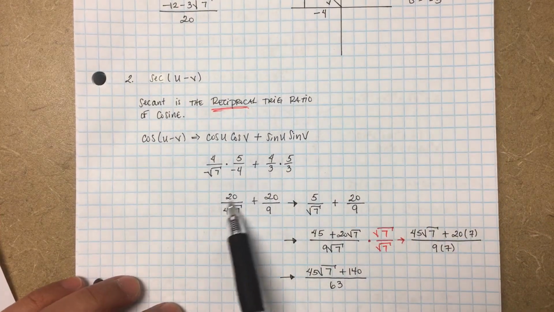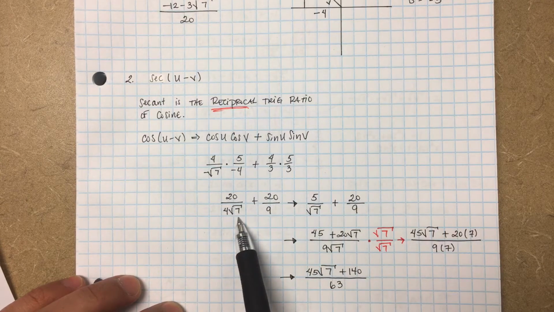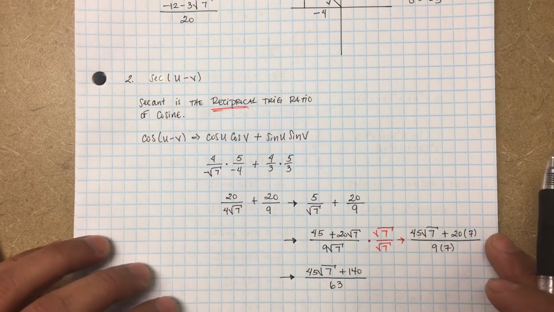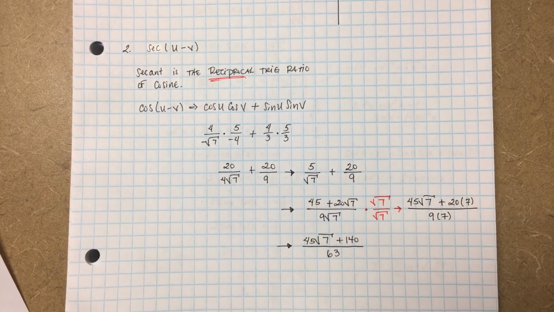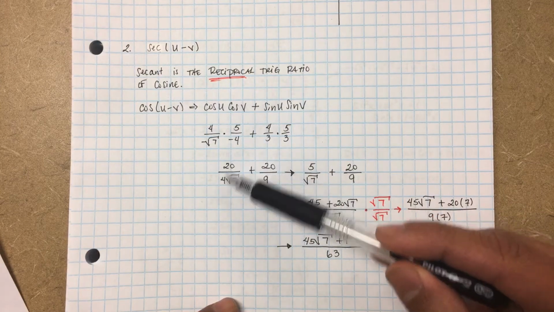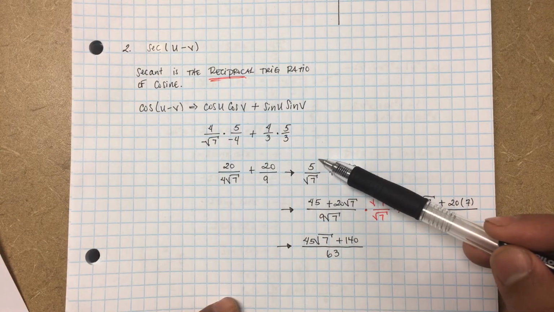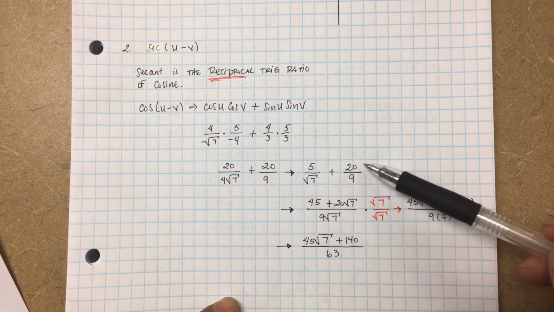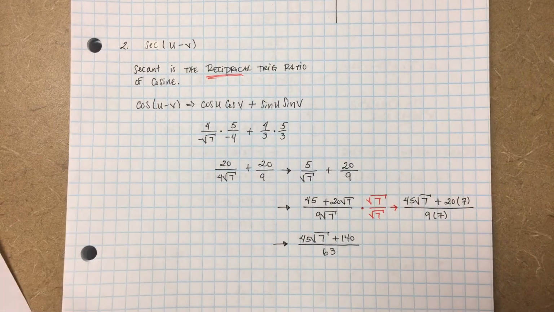4 times 5 is 20 over 4 radical 7 plus 20 over radical 9. Now, I wanted to keep doing this one just because I want you guys to continue to practice your algebra skills. If you notice here, 20 divided by 4, that becomes 5. 5's on the top, the radical on the denominator. Your professor might allow you to leave it like this, but we're going to go ahead and continue to do a little bit more work.